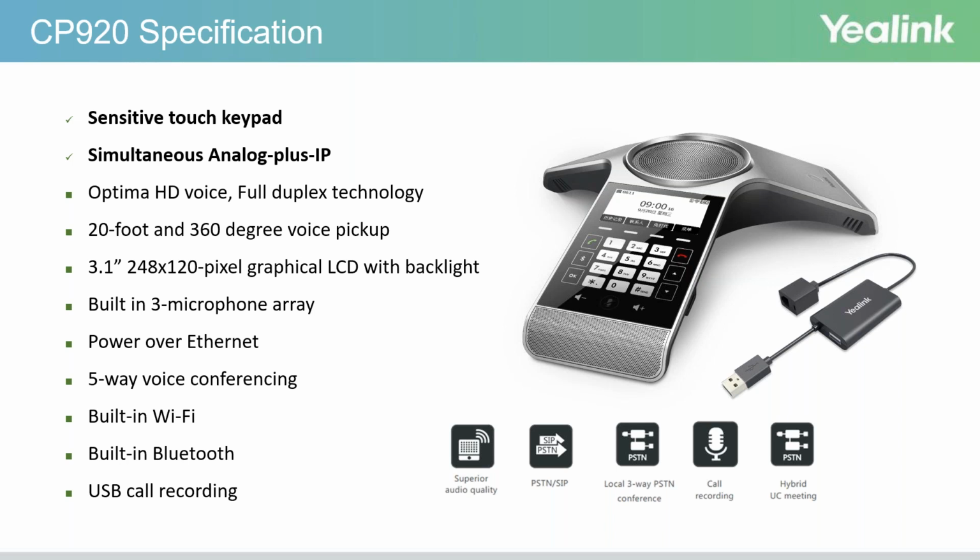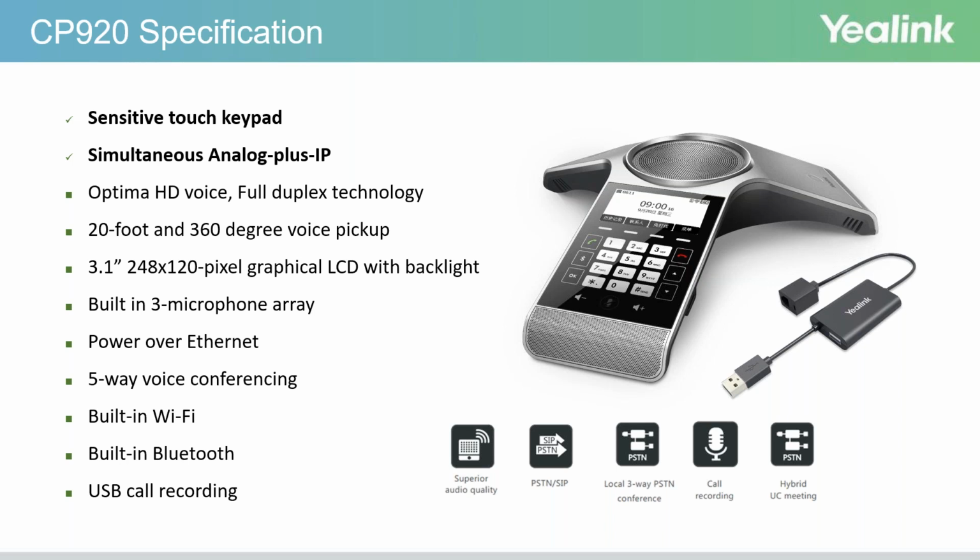And one key differentiator is the fact that the CP920 can bridge analog and SIP connections if you have the adapter there. The CP910, I believe, is the model that will interface with an analog line, but also allow you to register the CP920 to an IP-PBX and thus mix or bridge the two if necessary.